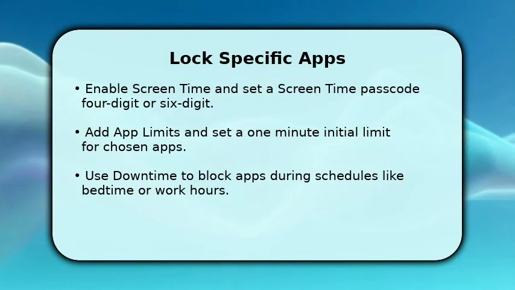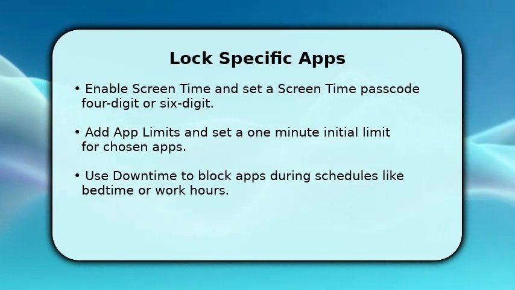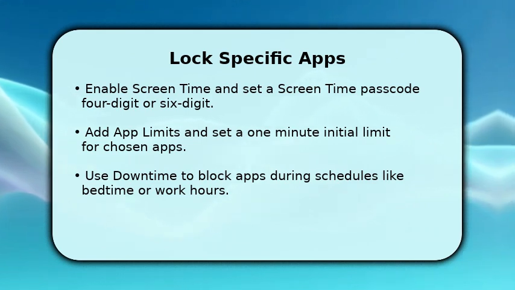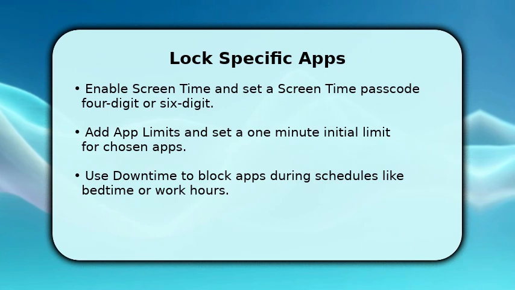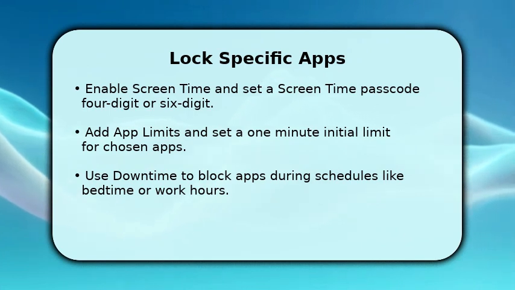Use Screen Time to lock individual apps with a passcode on your iPhone. Open Settings, tap Screen Time, then tap Use Screen Time passcode to enable it. Create a 4-digit or 6-digit screen time passcode different from your device passcode.